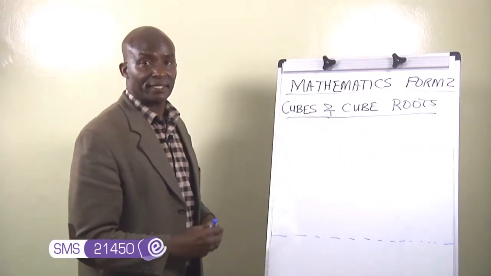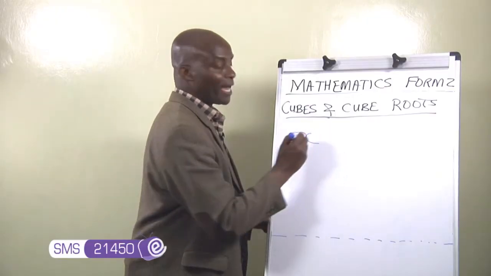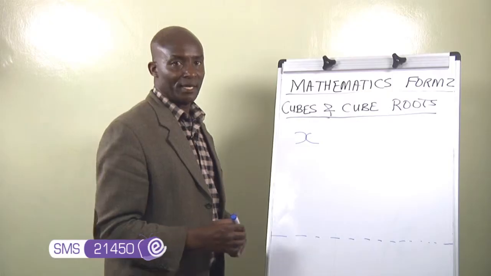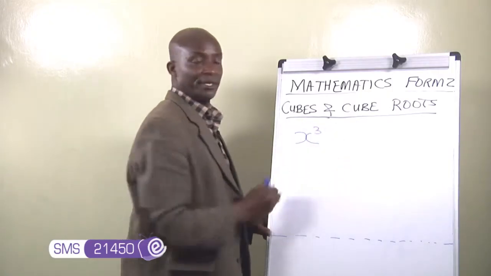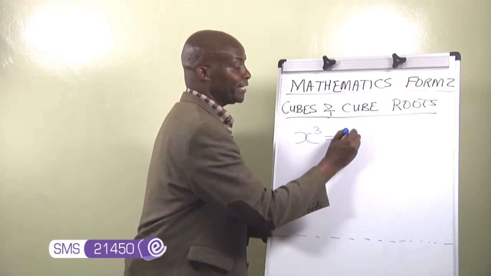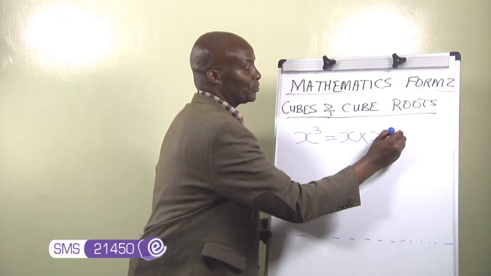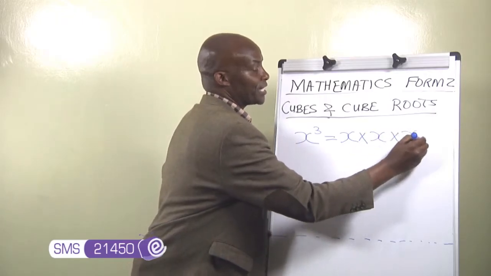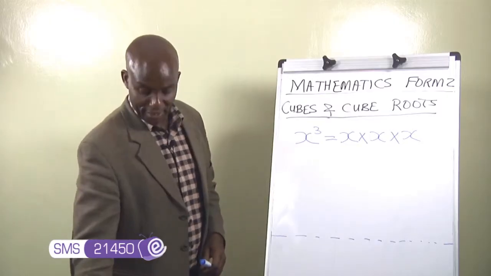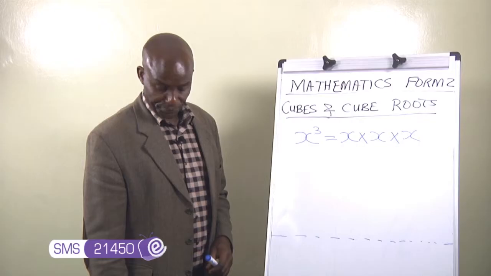So in general, we can say that the cube of a number x, where x represents any number, is x cubed. And that means you multiply x by itself 3 times. 1 time, 2 times, 3 times. So that is the definition of a cube.